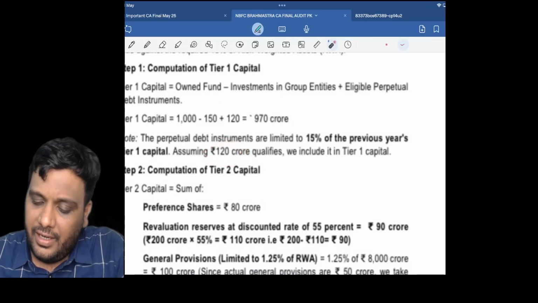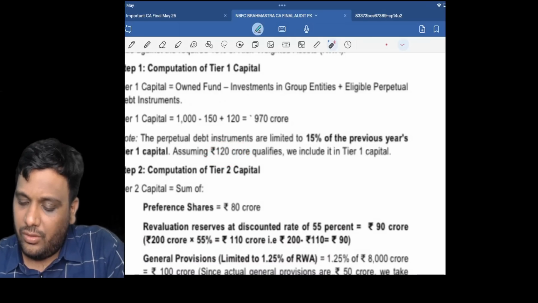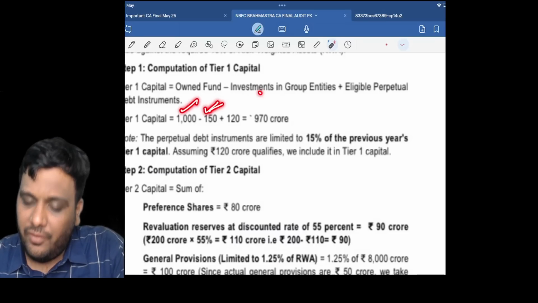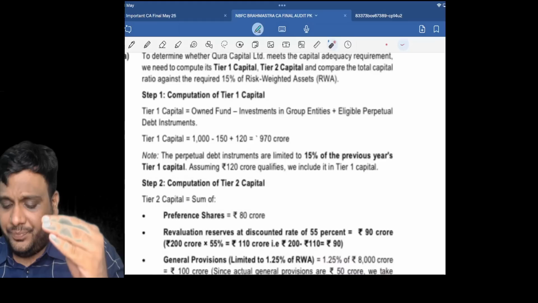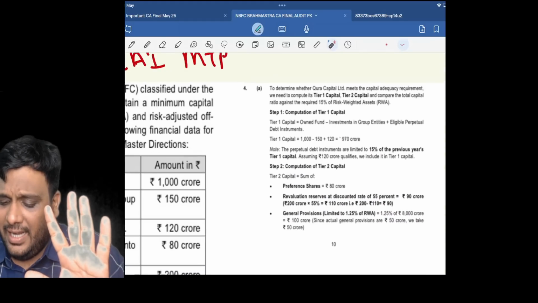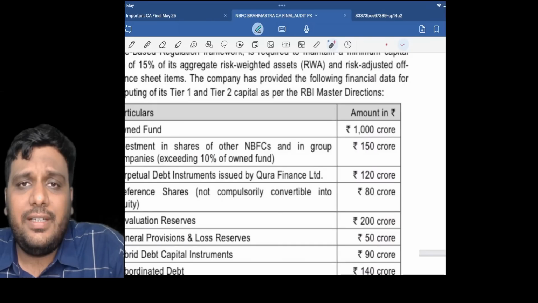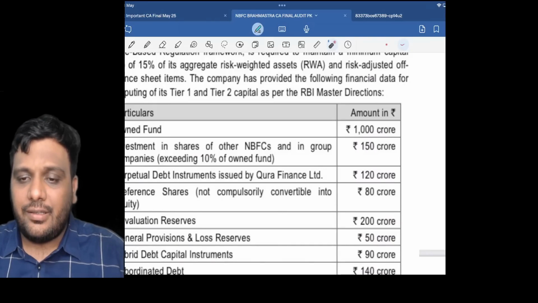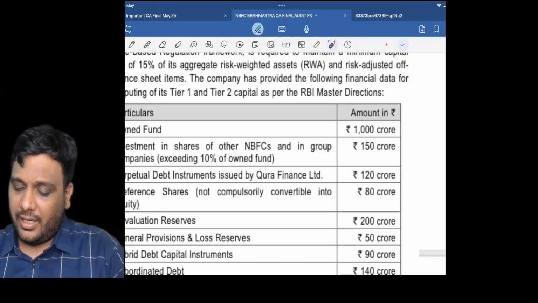Owned fund figure they have given, investments in the group entities also they have given. And for investment in group entities, they themselves give you the figure exceeding 10% of the owned fund. So it is very simple. Please do not complicate. Yes, sir.